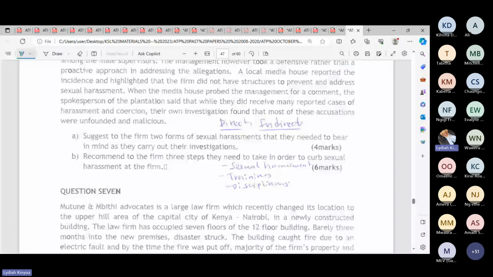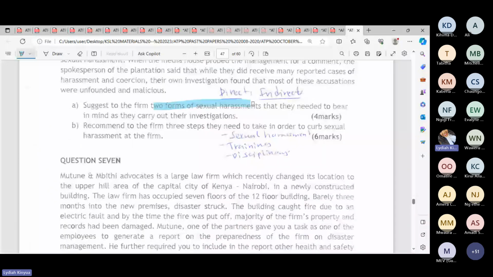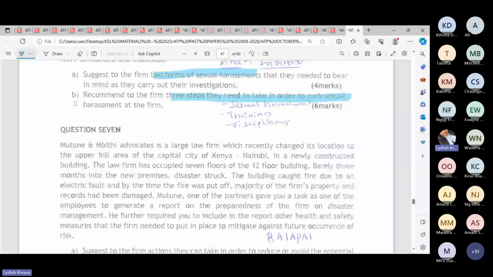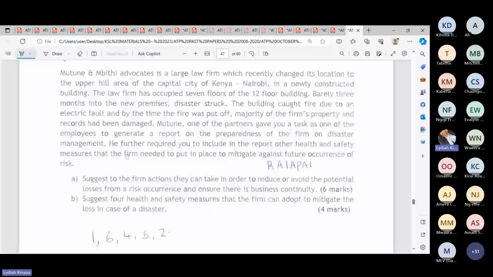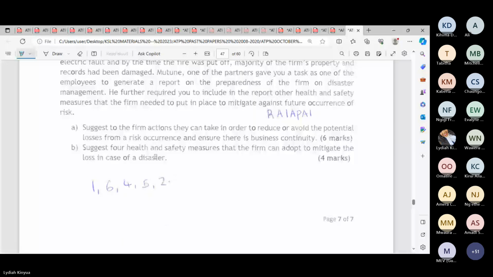Suggest 2 forms of sexual harassment. Do you remember forms of sexual harassment? 3 steps in order to curb sexual harassment. One of them is a sexual harassment policy. Policy will be a solution to all challenges in this unit. And then you say you could have a procedure as well on reporting, maybe training your employees on the importance of not sexually harassing others, health and safety measures that the firm can take in order to mitigate disaster. You remember those points I had given you?